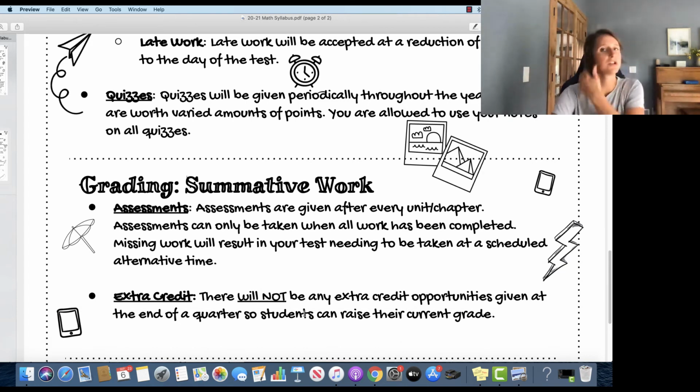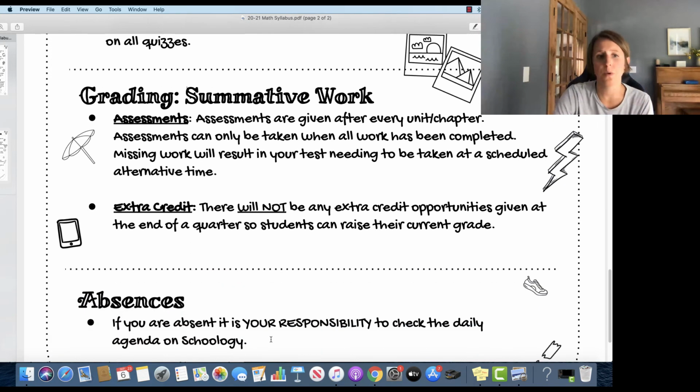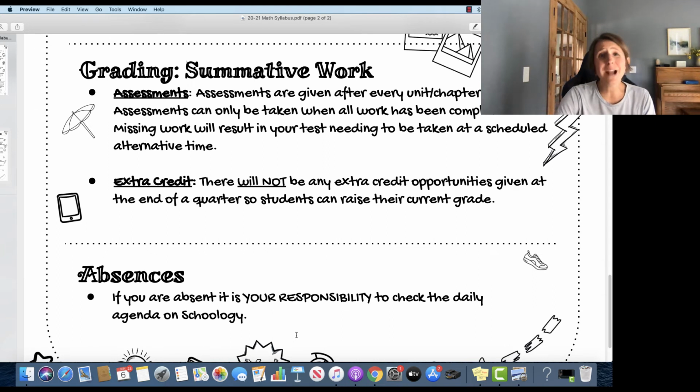Our tests, which is assessments, a fancy word for tests, are going to be given at the end of every unit, and they can only be taken when your work is all completed, so make sure you get that work in on time. If you have work that is still missing, you're going to need to schedule an alternative time to take your test, and that's going to be on you to schedule. No extra credit is available, very similar to what we had going on in 6th grade. And if you're absent, it's your responsibility to check that daily agenda on Schoology.